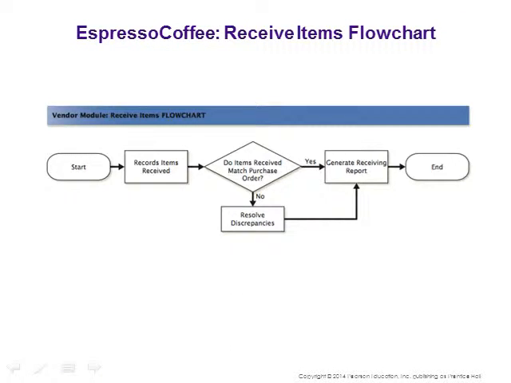So this is the flowchart to customize the receive items process for EspressoCoffee, and we see it contains how many activities? And I hope you answered 3. That's record items received, do items received match purchase order, and if they do, generate the receiving report. If they don't, resolve the discrepancies, then generate the receiving report.